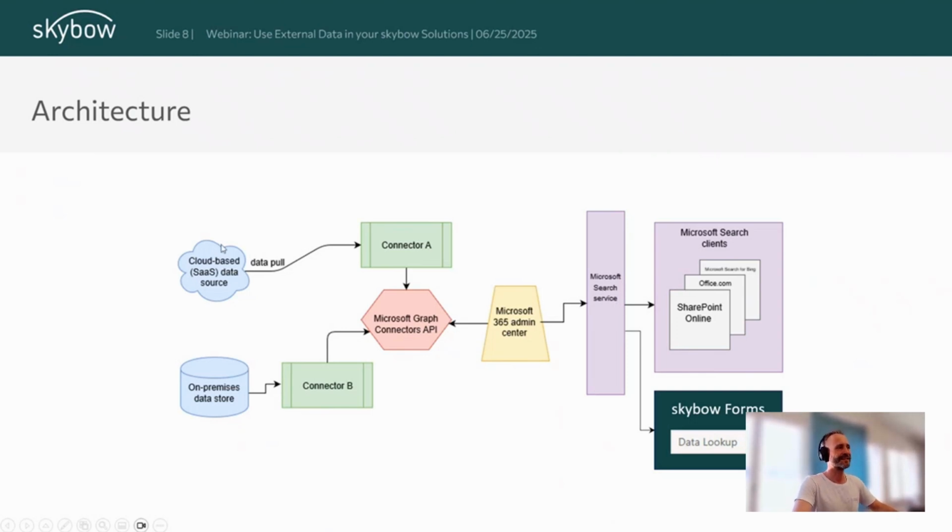So it will index this data, and it makes it available in SharePoint Online, Search, Bing, Office.com, and with the latest edition, also in the SPFx forms using the data lookup. So data lookup was there to look up data from all the site collections, and now we can also easily access all the configured connections using the data lookup.